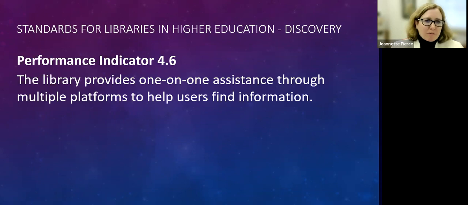Okay, so just a few examples from the standards for libraries in higher education lens. There's a discovery principle, and each principle has performance indicators, usually multiple performance indicators. So one indicator for discovery is the library provides one-on-one assistance through multiple platforms to help users find information.